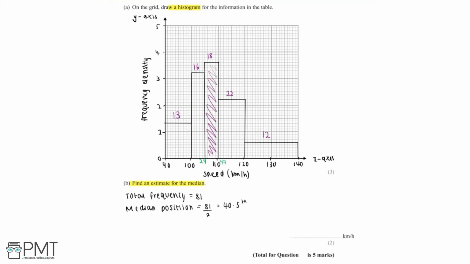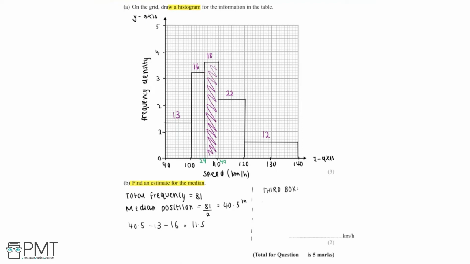And so to find the 40.5th value, well, we can see that the first 13 are used up in the first box, so we can take away 13. And then the next 16 are used up in the next box, and so we can take away 16 now. And so 40.5 take away 13 take away 16 is equal to 11.5. And so we have a remaining frequency of 11.5, which means that we're looking for the 11.5th value in the third box. We know that the third box has a frequency density of 3.6.